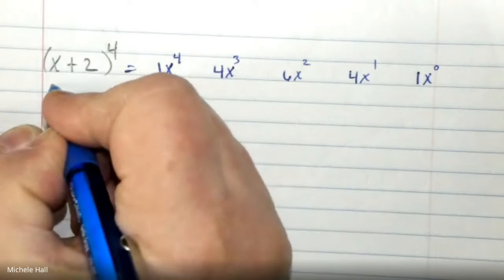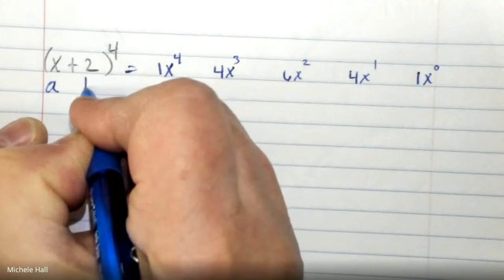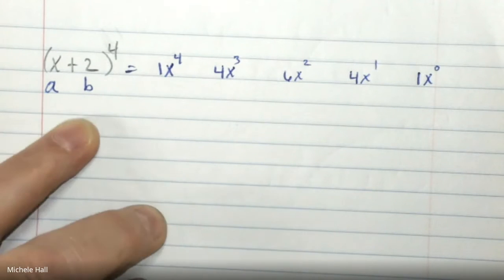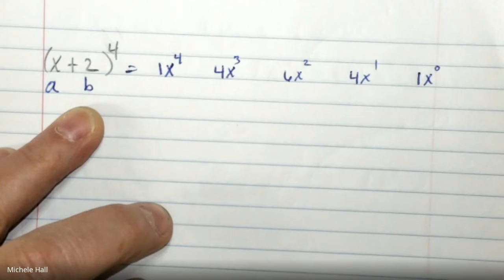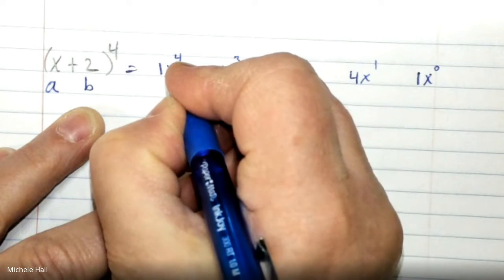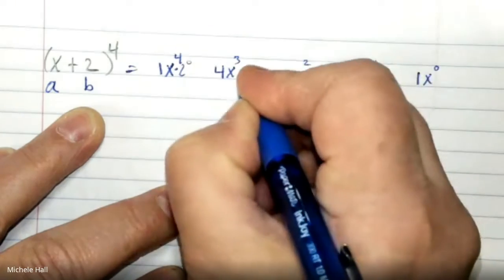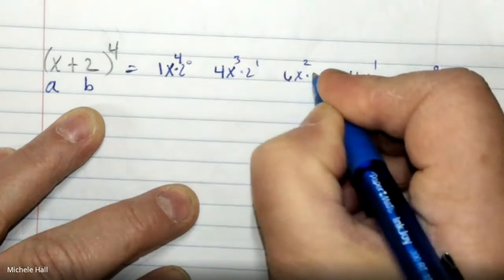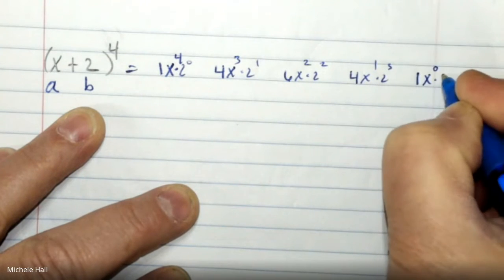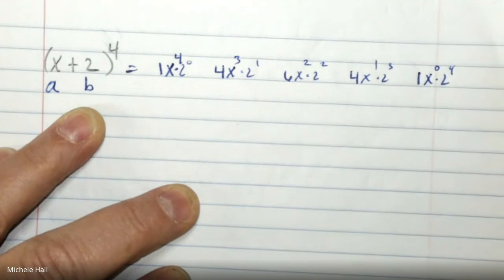That's the A term. This is your B term. So the A term, the exponents are going down. The B term, the exponents are going up. So I would start with, I'm multiplying by 2 to the 0, 2 to the 1, 2 squared, 2 cubed, 2 to the 4th. And you could use parentheses there if you wanted to. I just used the dot.